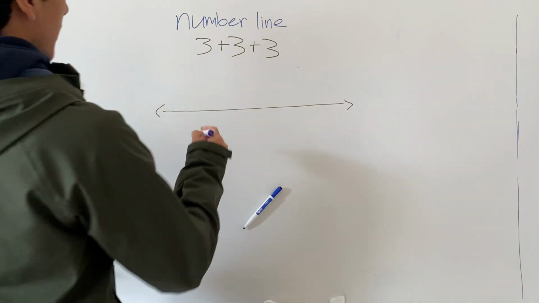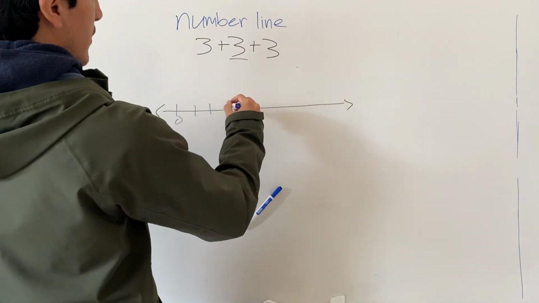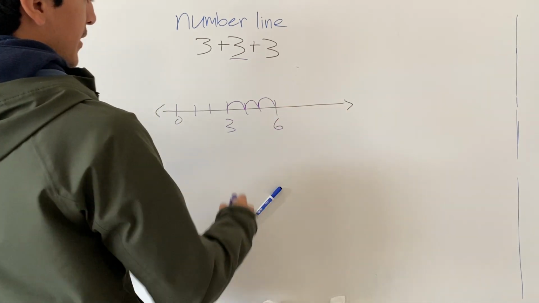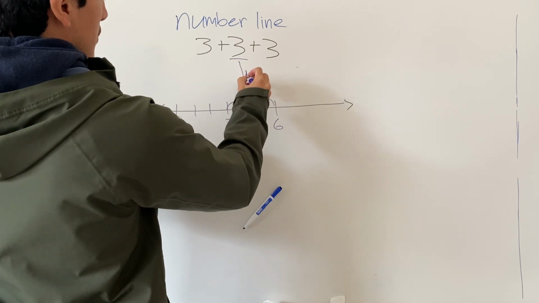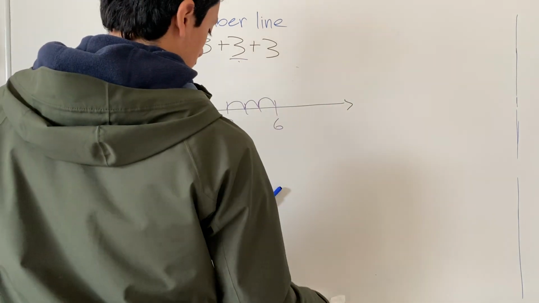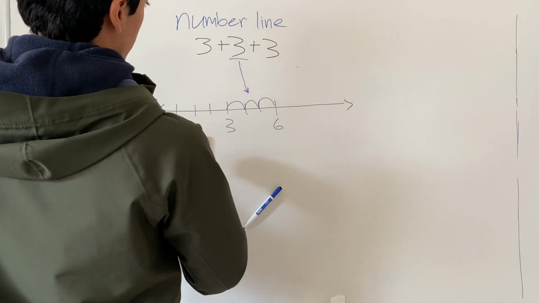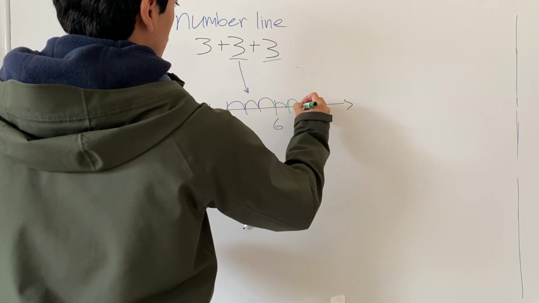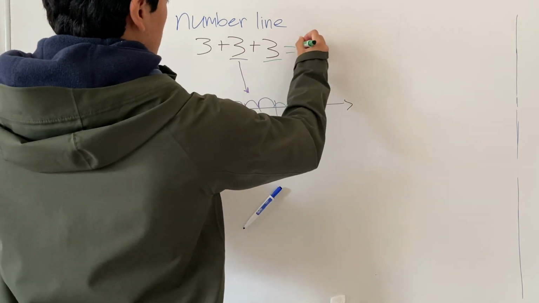So I'm going to use this marker. I start off at 0. 1, 2, 3. And then I'm going to make a jump of how much? 3. So now I'm at 6, right? Start off at 3. I jump 1, 2, 3. It's this part right there. And then I'm going to make another jump of 3. 1, 2, 3. So 3 plus 3 plus 3 is 9.